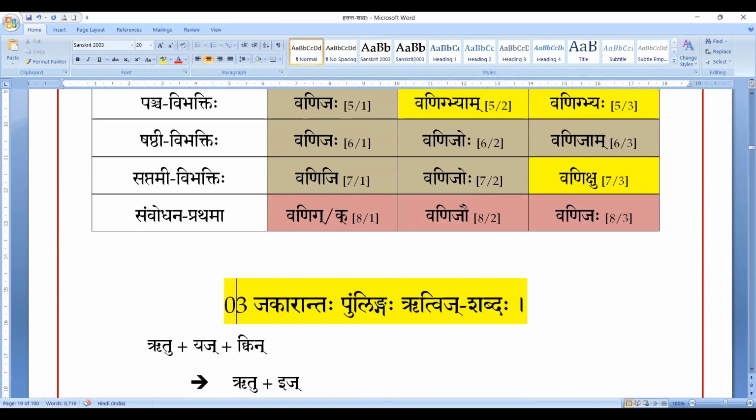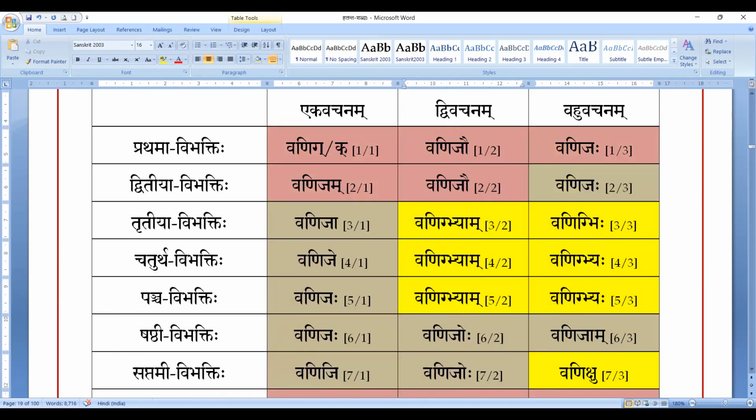Similarly, Ritvij is also a Jakaranta Shabda, you can decline it. What will be the form? Ritvij will become Ritvik. Ritvik, Ritvijau, Ritvijah, Ritvijam, Ritvijau, Ritvijah.